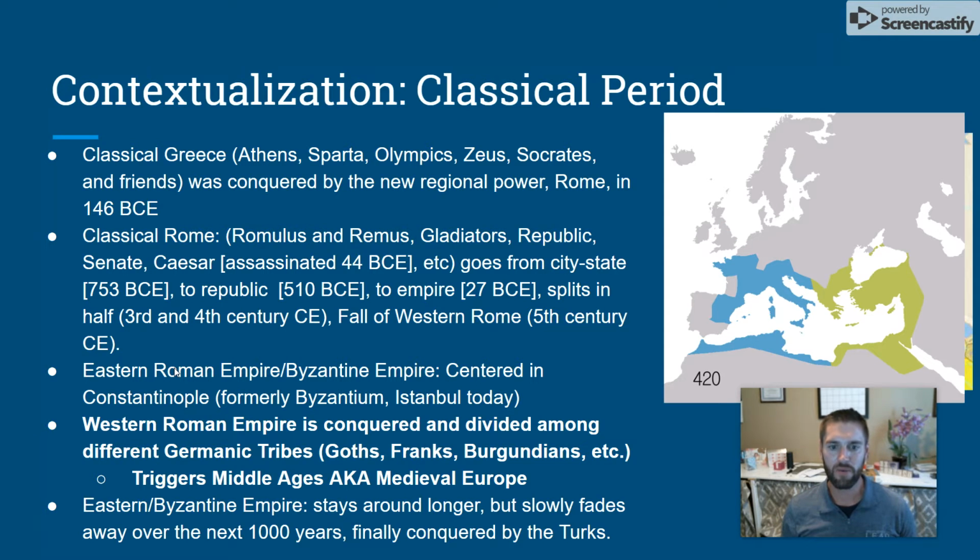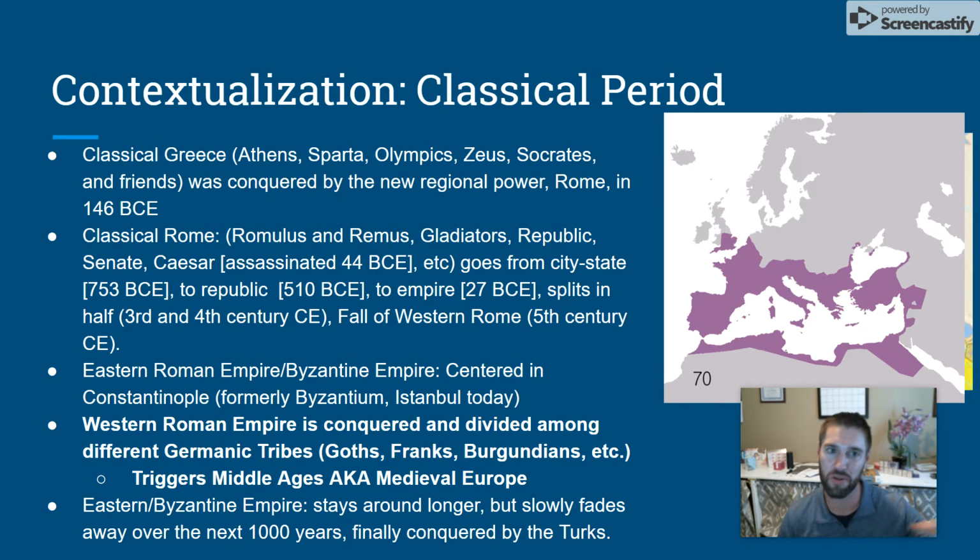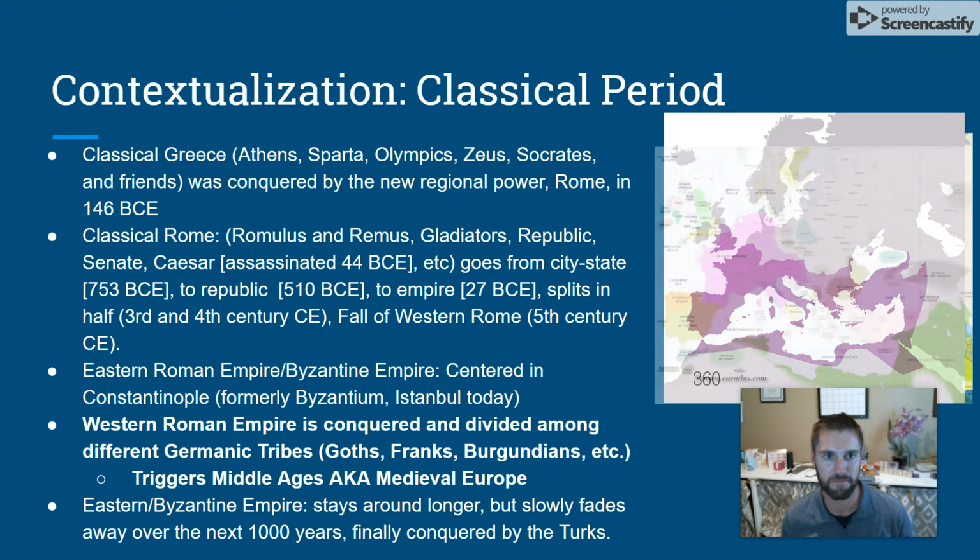We'll see that what kicks off our time period is the conquering of the Western Roman Empire by the Germanic tribes. Those will be people like the Goths, the Franks, and the Burgundians, who all develop their own kingdoms in what used to be the Western Roman Empire. That's what we're going to say triggers or kicks off the Middle Ages. The Eastern Byzantine Empire stays around longer, but other than a short little expansion under Justinian, it's a slow deterioration, and eventually it's conquered by the Turks.